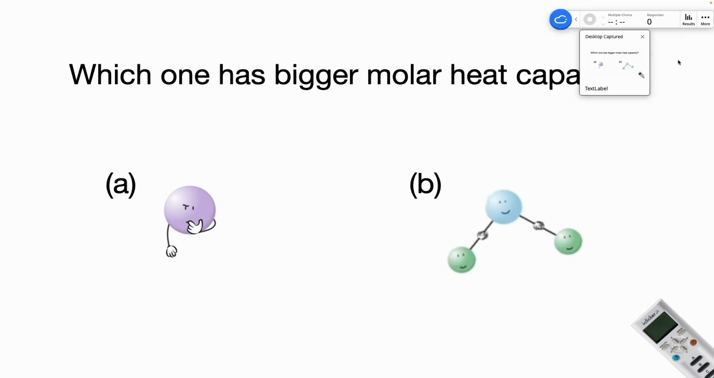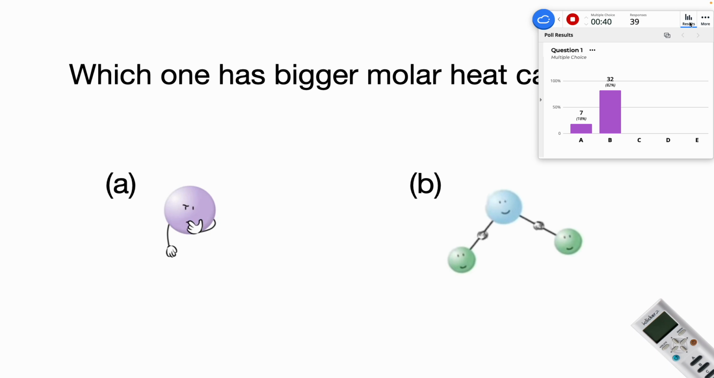What is molar heat capacity? It's the amount of heat you need to heat 1 mole of that gas by 1 degree Celsius. So if you have a bigger molar heat capacity, it means you need more heat to increase the temperature by the same amount. So which one is harder to heat up? Is it easier to heat up a monatomic gas, where you just need to increase the translational energy, or you have to increase translational energy plus rotational energy plus vibrational energy? Which one is easier?